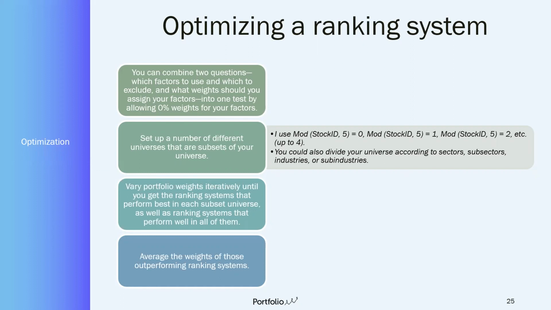Vary your portfolio weights iteratively until you get the ranking systems that perform best in each subset universe, as well as ranking systems that perform well in all of them, and then average the weights of those outperforming ranking systems. That's how I optimize ranking systems. It's a lot of testing, but it's kind of fun.